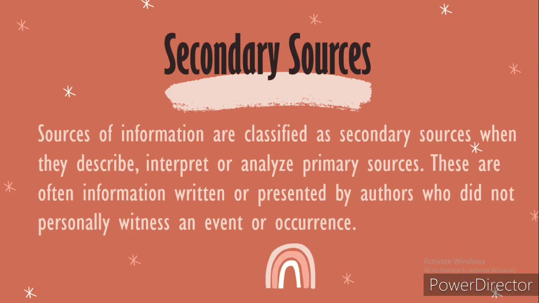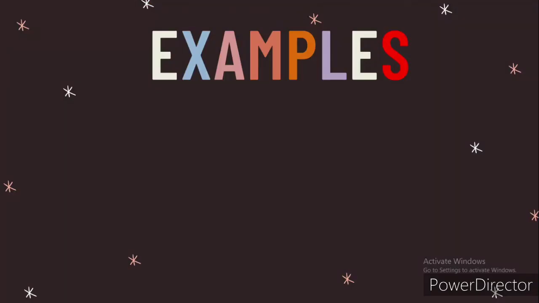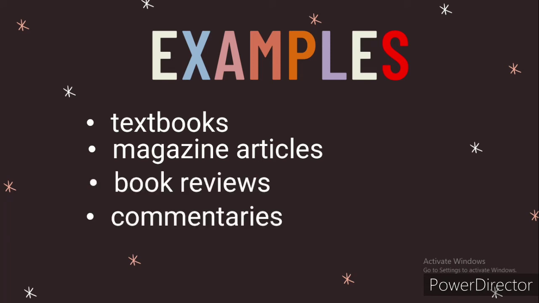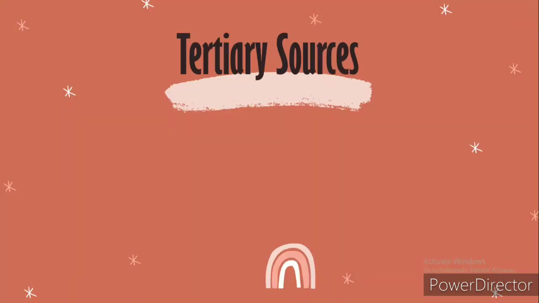Now, let us have the secondary sources. Sources of information are classified as secondary sources when they describe, interpret, or analyze primary sources. These are often information written or presented by authors who did not personally witness an event or occurrence. Let us have examples. We have textbooks, magazine articles, book reviews, commentaries, almanacs.